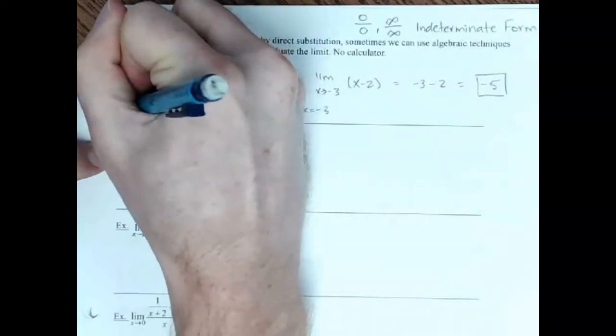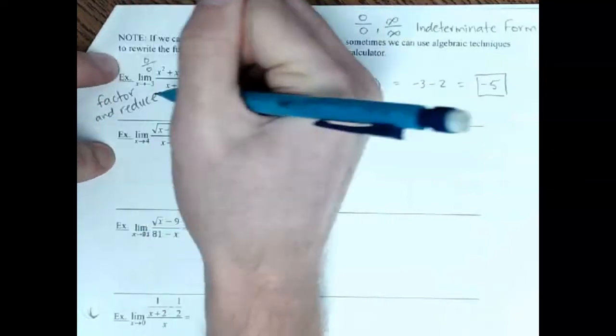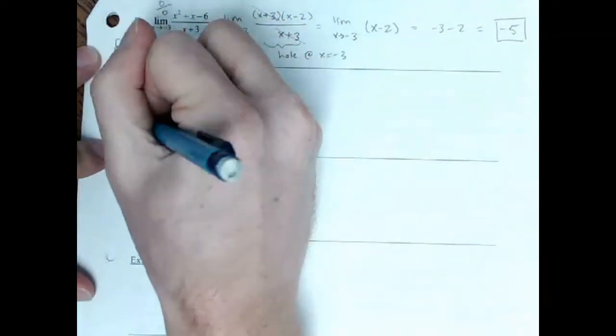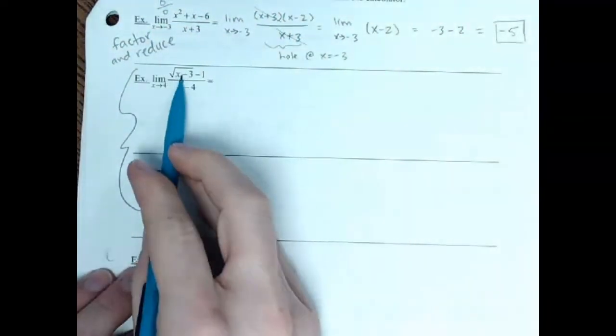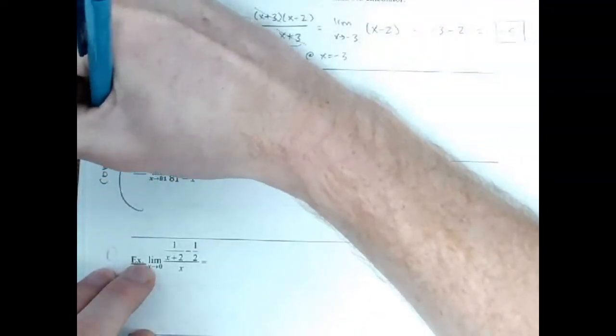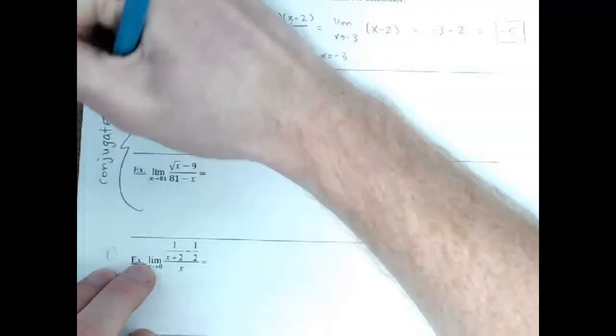That's your first strategy. Very common, hopefully not too challenging. The next two, let me scroll it up, yep. The next two, the ones that involve a radical and then a number, the strategy here is going to be to use something called the conjugate, right?